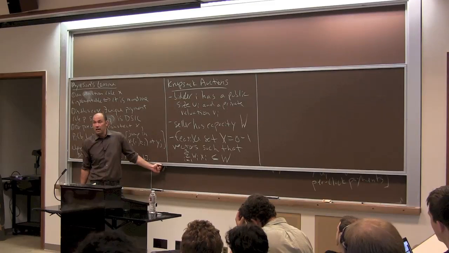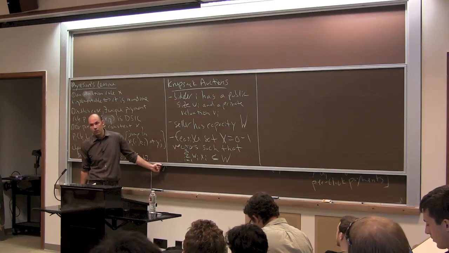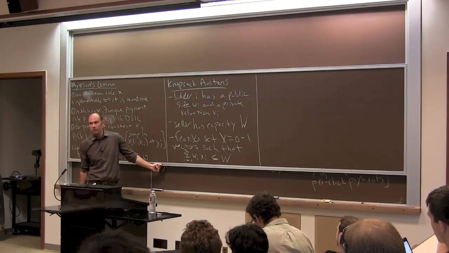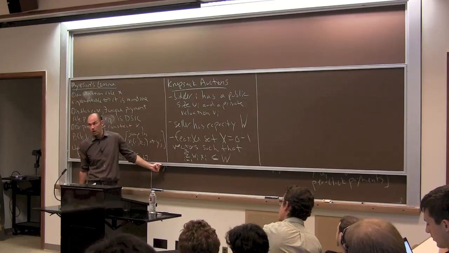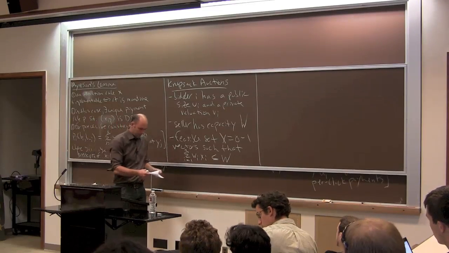So if you like, a single item auction is just the special case where every size is 1 and the capacity is 1. If you had K copies of an item, 1 per customer, then you'd have capital W equal to K, and again, all the sizes equal to 1. Here, different bidders can have different sizes.